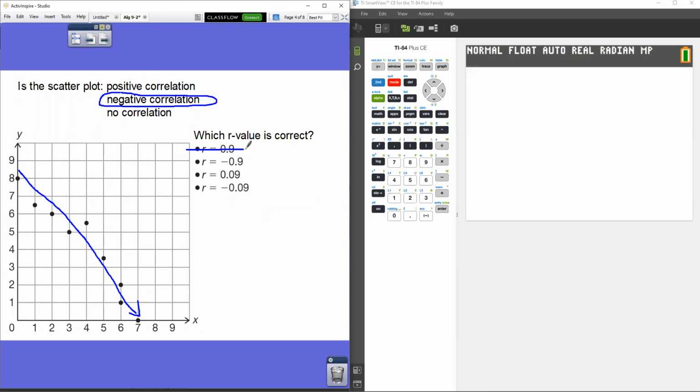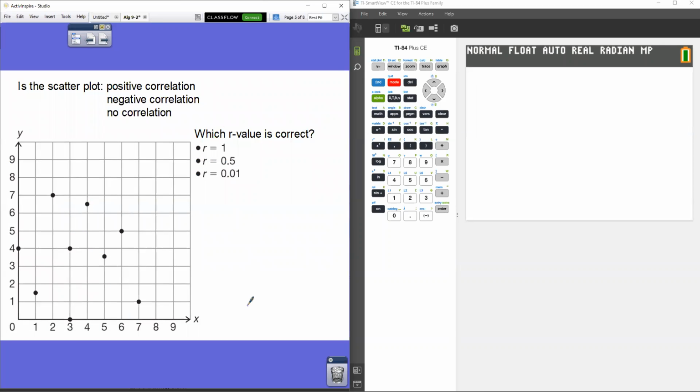Since it's negative, I could get rid of this choice and this choice because those are positive. And then remember, as it gets closer to -1, it forms more of a straight line. As it gets closer to 0, the dots are randomly all over the place. Well, you have -0.9 and -0.09. -0.9 is really close to -1. So is it really close to forming a straight line? Yes, it is. Where -0.09 would be very close to 0, so the dots would be all over the place. So this one is -0.9.